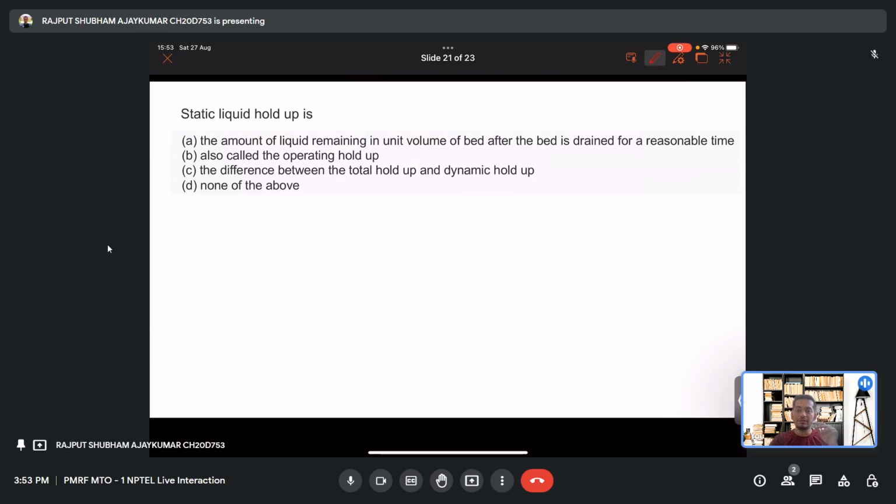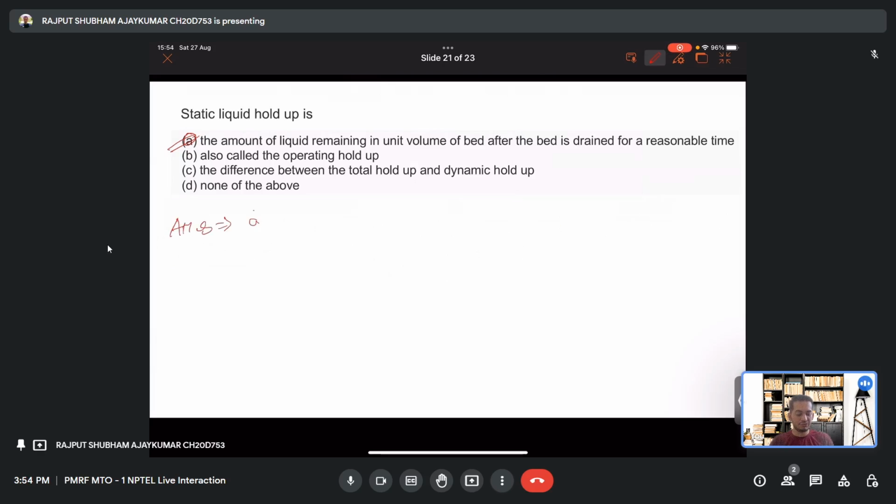The second option is also called the operating hold up, or the difference between the total hold up and the dynamic hold up, or none of the above. So the static hold up is, if you can see, the hold up of liquid in the sense that the tray has some amount of liquid on top of it. If you drain the entire column, what will happen? The amount of liquid held up on the tray even after draining the entire column is known as static hold up. So it is per unit volume of the bed. The correct answer is directly A: the amount of liquid remaining in a unit volume of the bed after the bed is drained for a reasonable period of time.